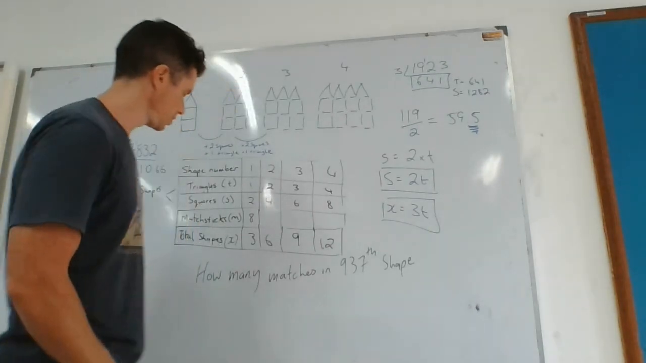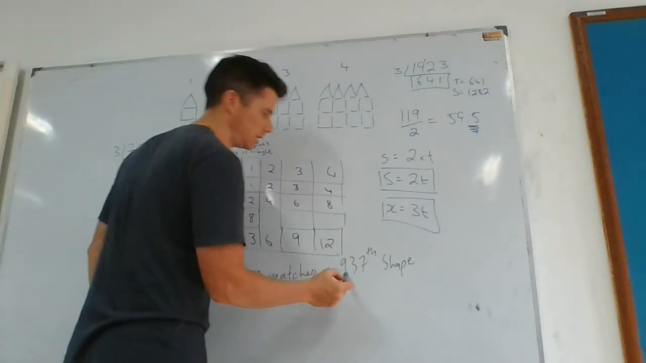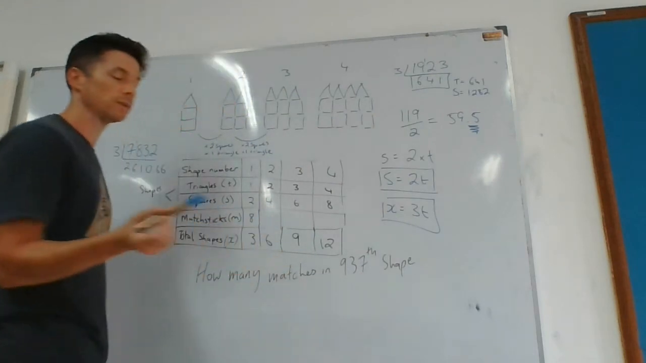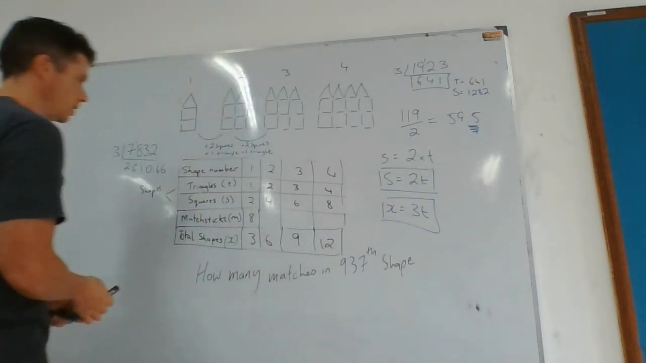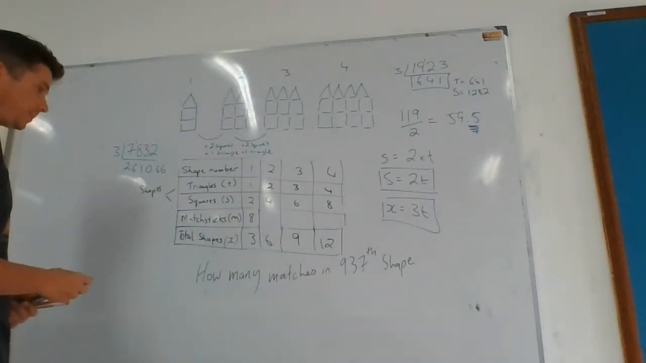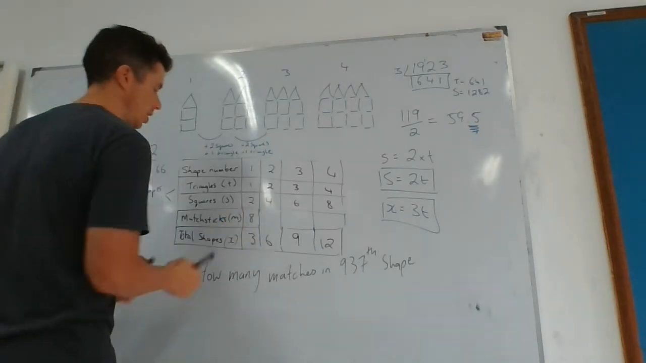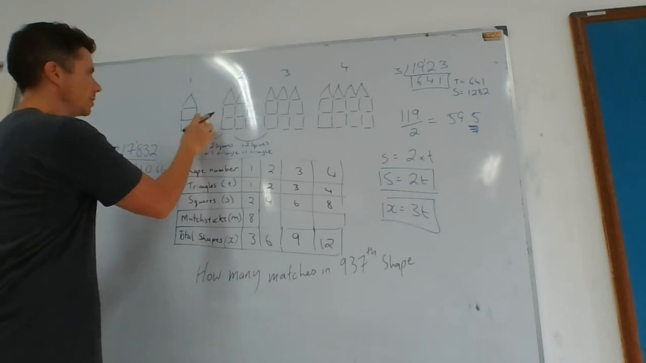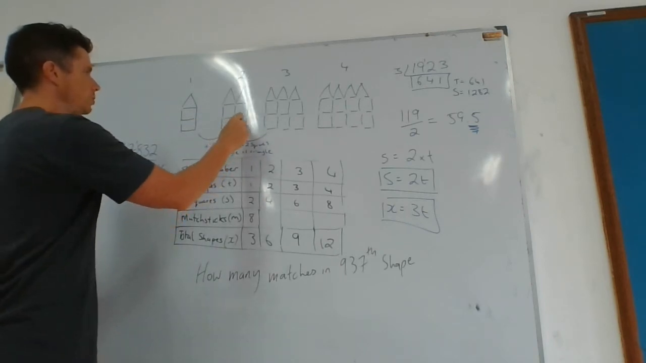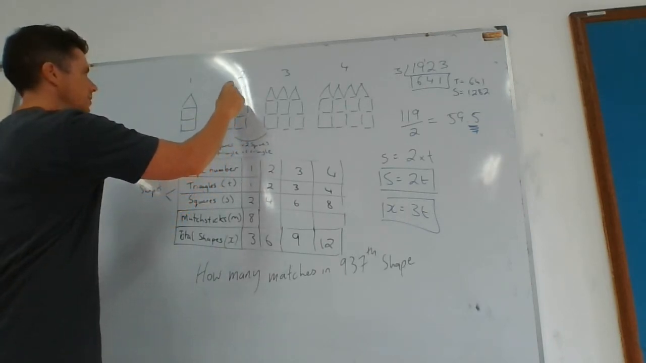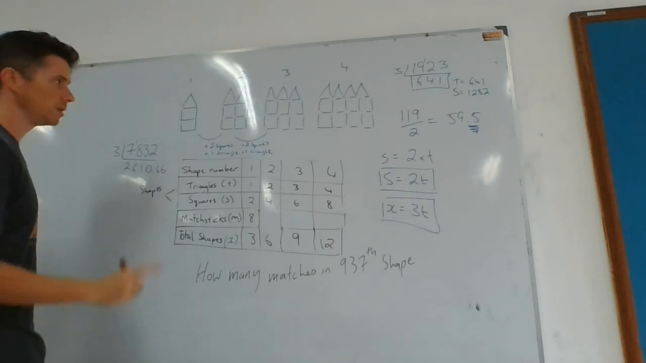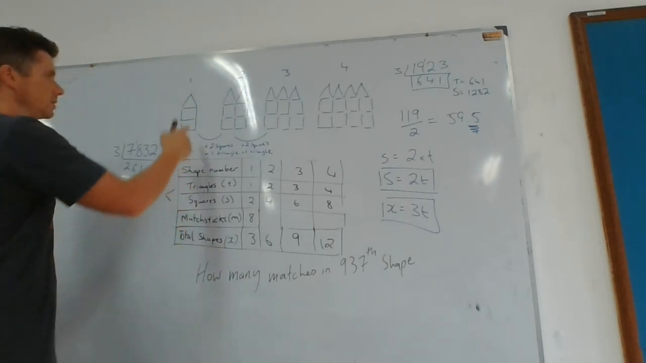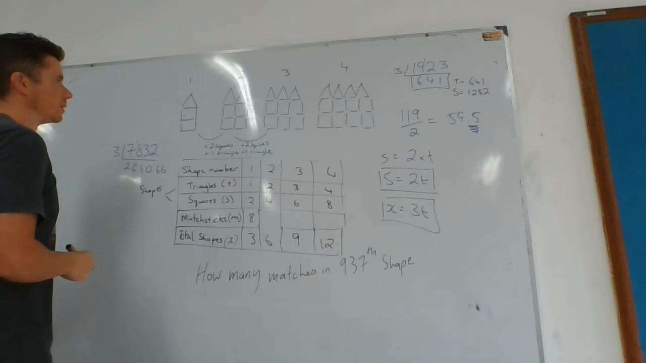Okay, and the final question I asked was how many matches in the 937 shape? So if you watched the video, you would have got this question. So let's look at the matchstick pattern. How many matches are in the next shape? Well, this is trickier. There's 8 in the first shape, how many in the next shape? Well, I've added 1, 2, 3, 4, 5, 6, 7. I've added 7, not 8 more, because these two are in both shapes. They're not added on.